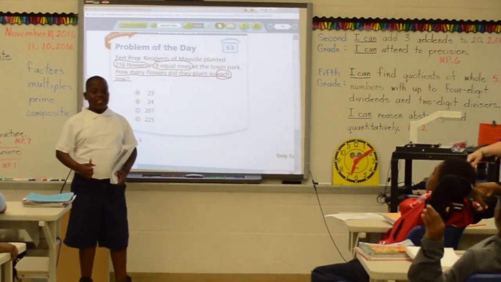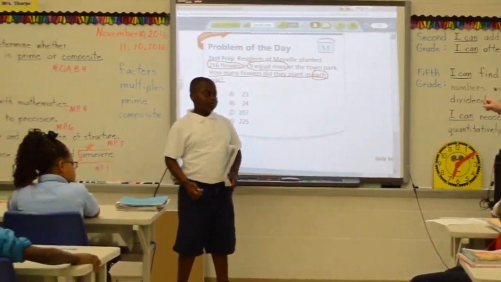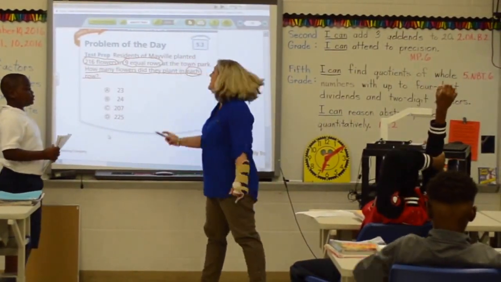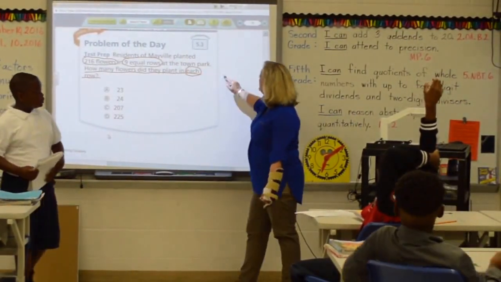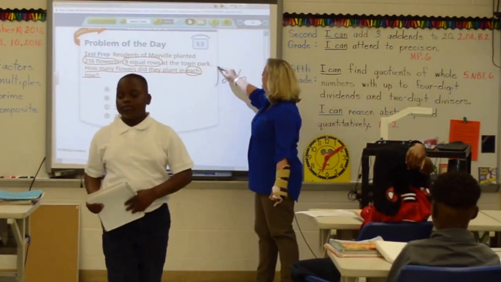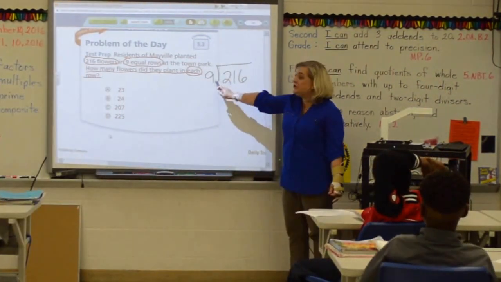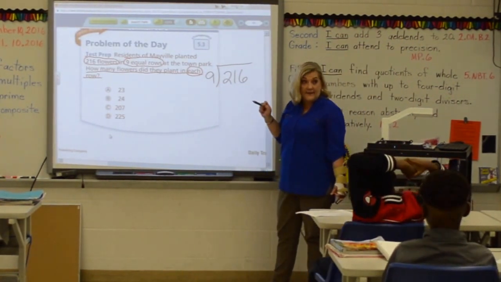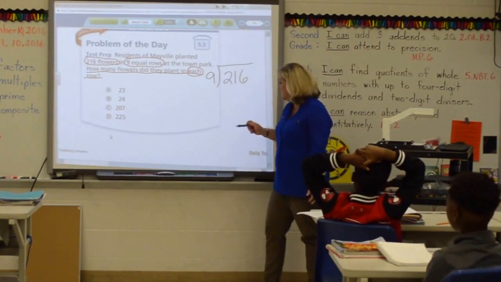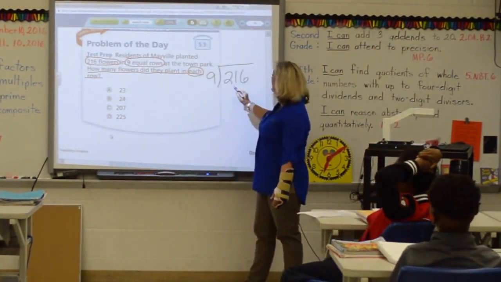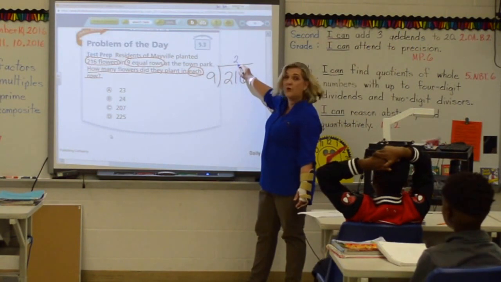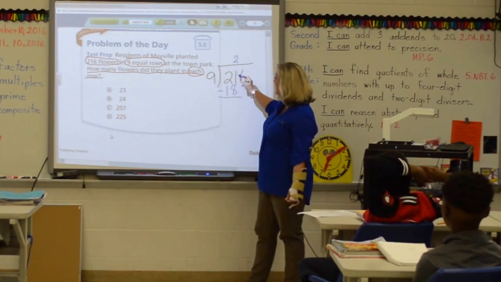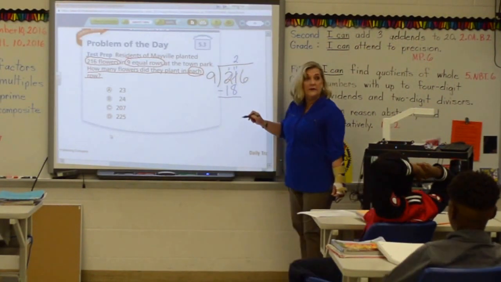Go on. Apply the steps you chose to solve the problem. So you all told me what operation? Division. So 216 divided by 9. Can we say 2 divided by 9? No. So we have to go to 21 divided by 9. How close can we get? 2. And we use the 1, so we put the 2 over the 1. 2 times 9 is 18. Subtract. Don't forget to regroup right here.